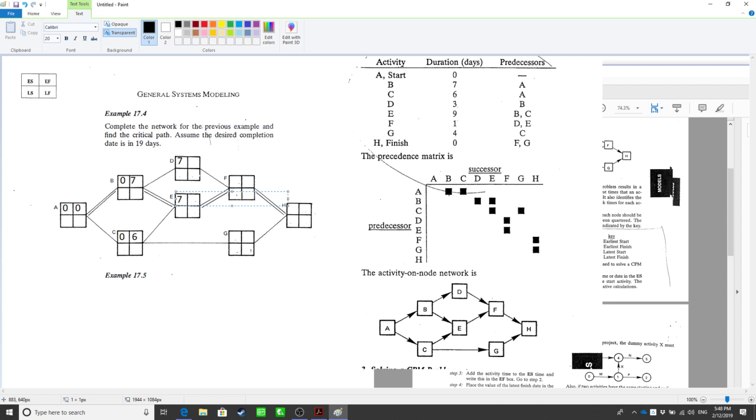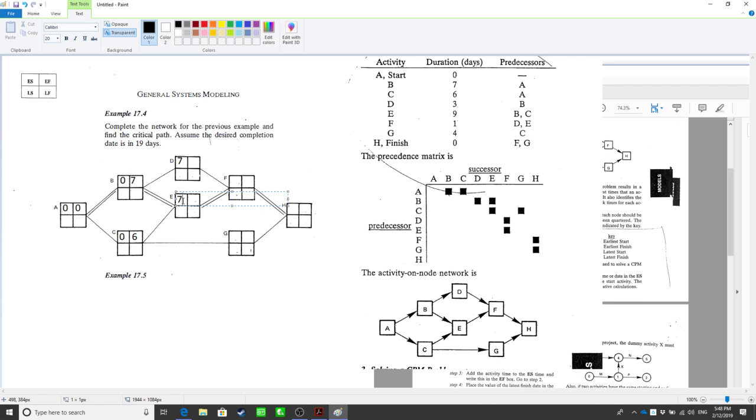Because we have C, and at moment 6 we finish C. At moment 7 we finish B, right? So only when B and C are both finished can we start E. If it's at moment 6, only C has finished. We still need time to finish B before we start E. So the ES of E depends on the largest number from B and C. So it's going to be 7. Clear this part? Yeah.